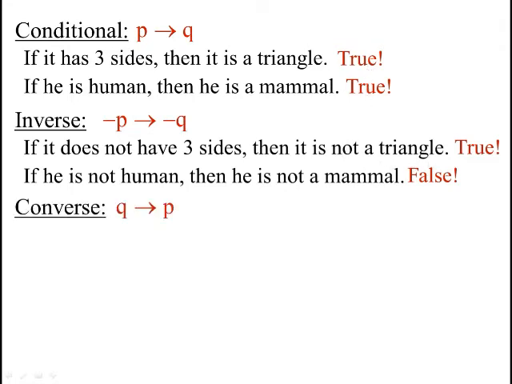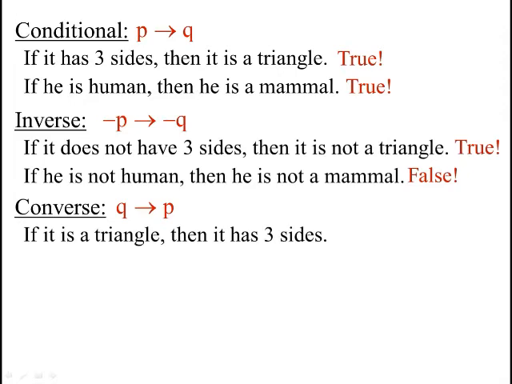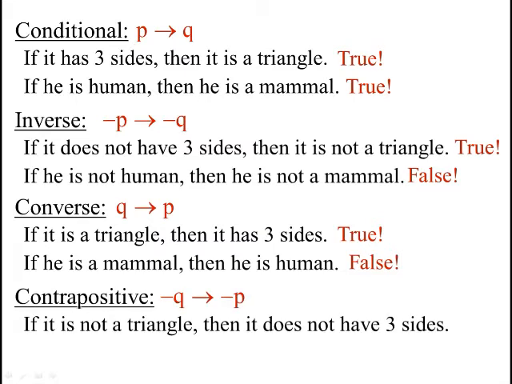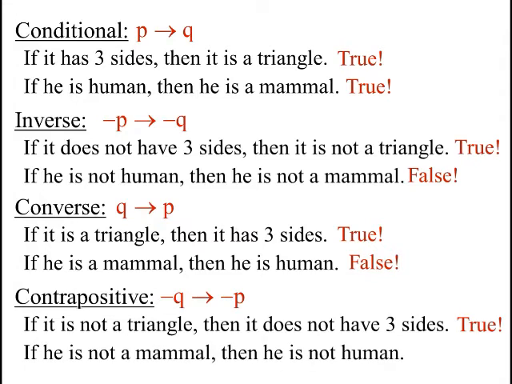Converse, you flip them around. If it is a triangle, then it has 3 sides. That is true. If he is a mammal, then he is a human. No, that's not true. That could be a whale. So again, no relationship between a converse and its conditional. Contrapositive. That's where you negate and flip. If it is not a triangle, then it does not have 3 sides. True. If he is not a mammal, then he is not human. That's also true. And again, always matches the original conditional. If the original conditional is true, the contrapositive will be true.